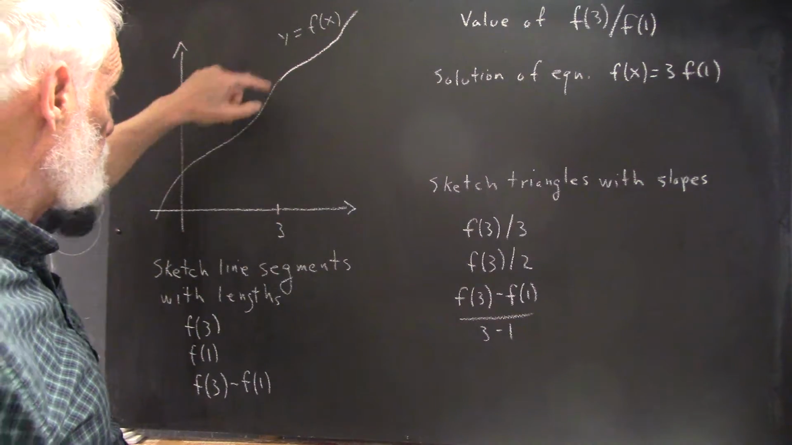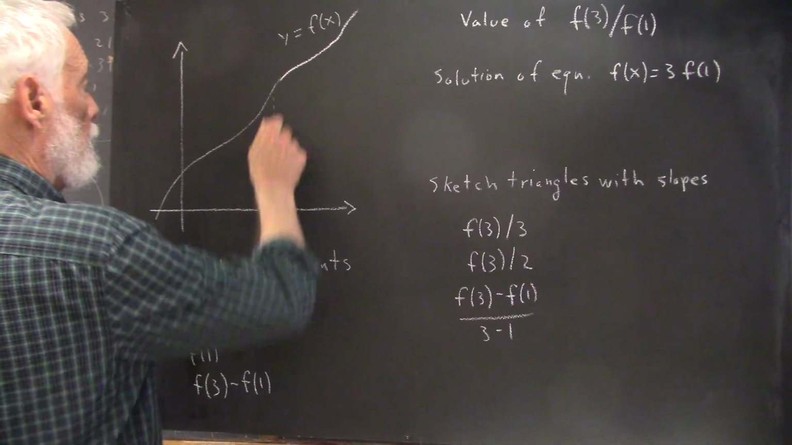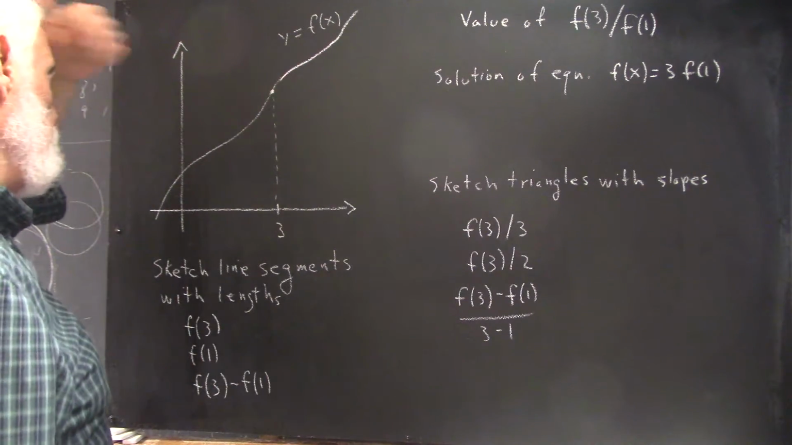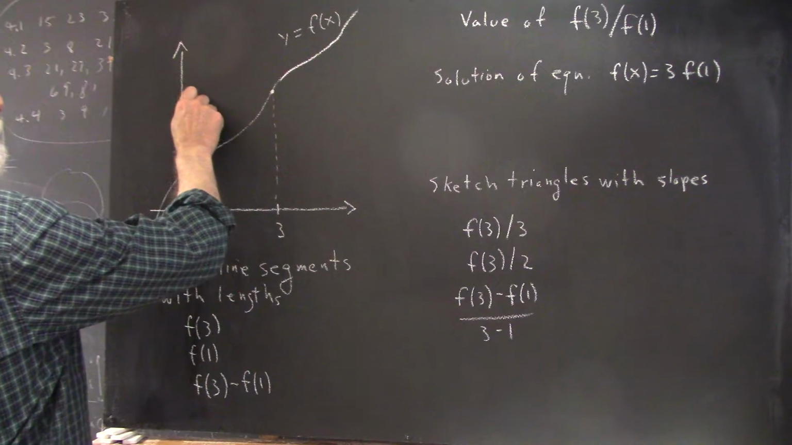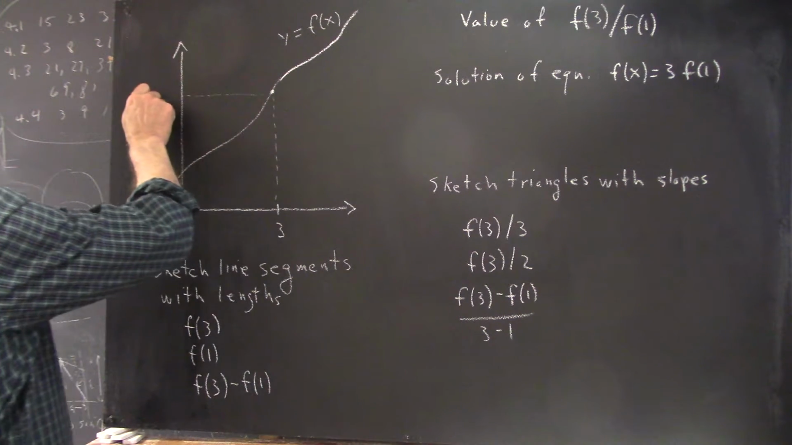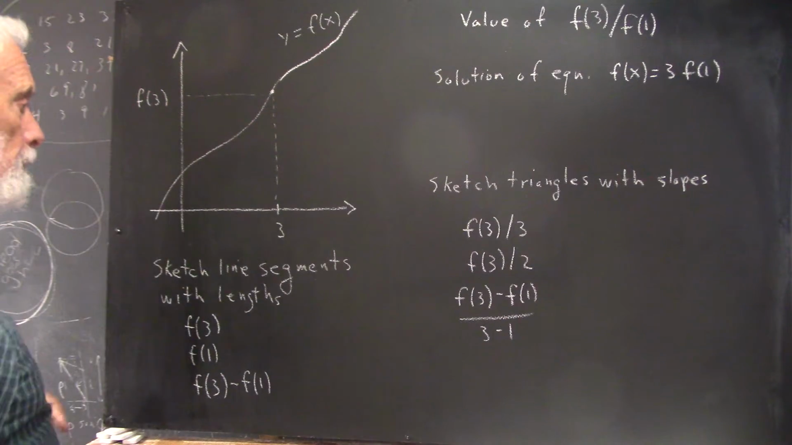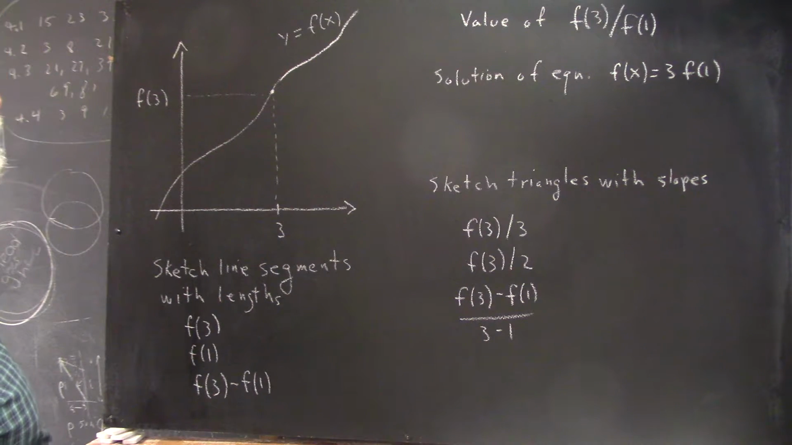The graph point where x equals 3, well, we usually find that. We just project ourselves up to the graph. And right there is the point that we project over to get our value f of 3. So if this is 3, we go up to the graph and over, we get the value of f of 3.